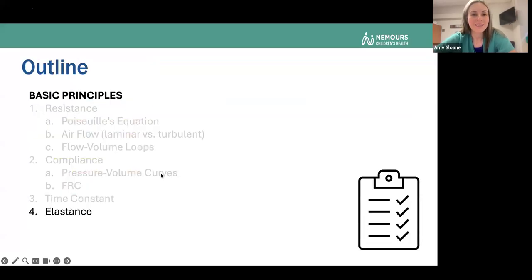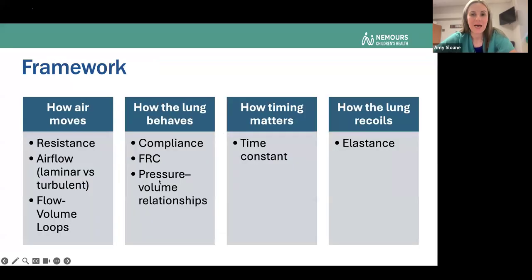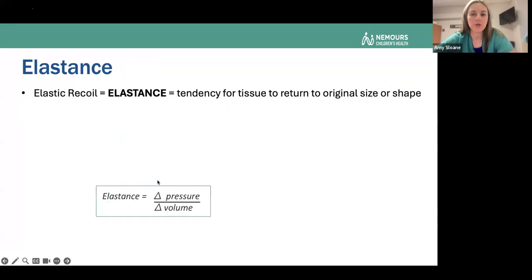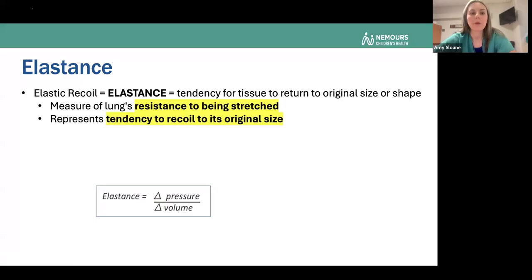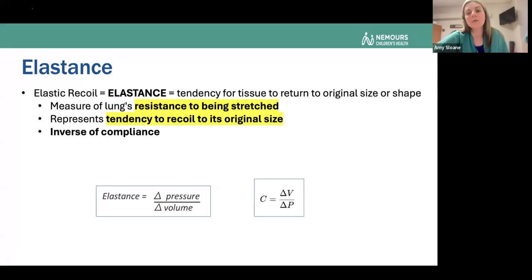So last but not least, elastance. So elastance is the concept that tells us how a lung recoils once it's been inflated. Elastance is the tendency for tissue to return to its original size or shape. It's a measure of the lung's resistance to being stretched, representing, again, its tendency to go back to its original size, versus compliance, which is, remember, the pressure you need to open the lungs. And the formulas really are just inverses of each other.